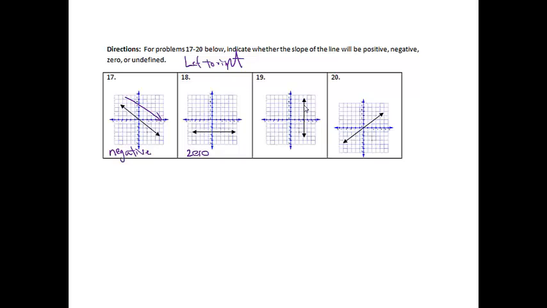This one, we can't ski down it or anything, so it doesn't have a slope that's defined. So this will be an undefined slope. Okay, number 20. As we're starting at the left of the graph and heading to the right, I notice that I'm heading up, so this one will have a positive slope.